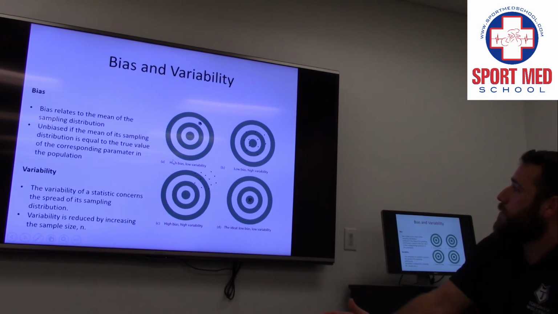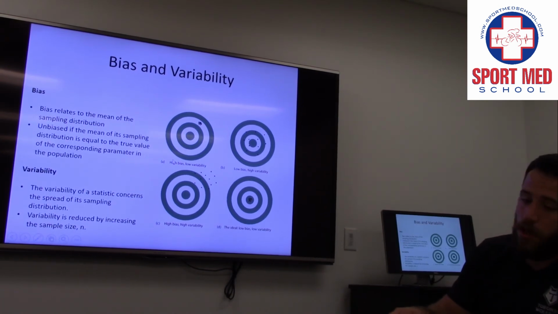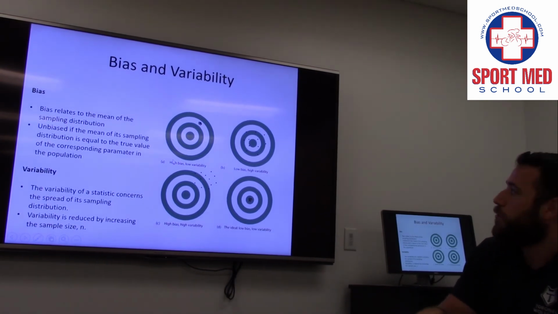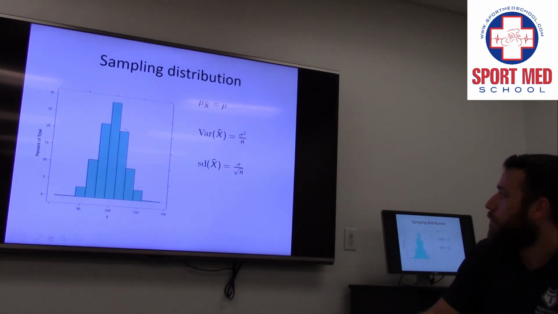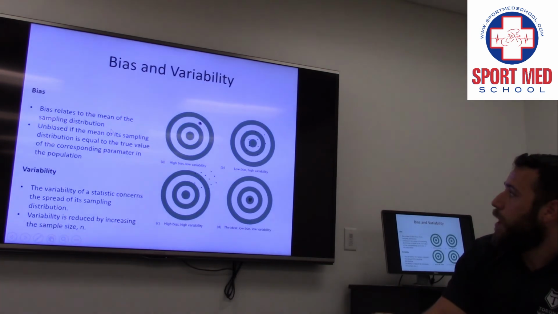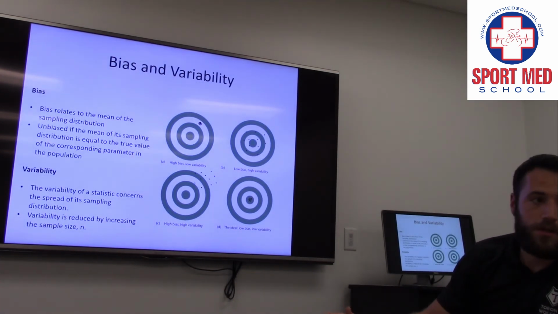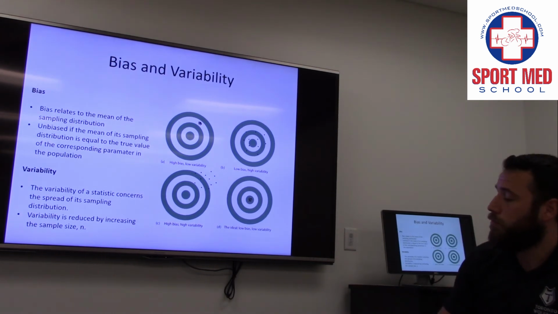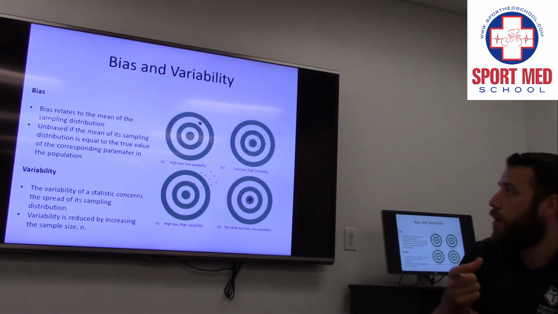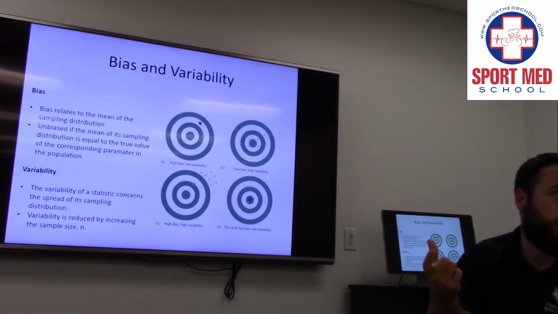So that's how we get to bias and variability. When we say bias, that relates to the mean of that sampling distribution. So this point here. A measure is called unbiased if the mean of that sampling distribution equals the true value of the mean from the population.